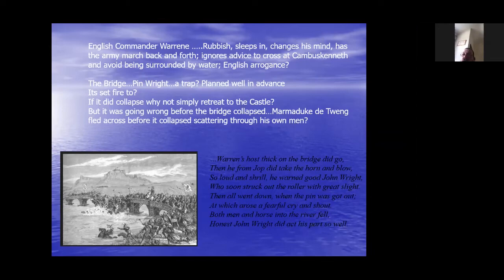We also remember the story of Sir Marmaduke de Twenge. He is the English keeper of the castle. Famously, in the battle at Stirling, he rides back across the bridge through his own men. Now, he survives Stirling Bridge and fights at Bannockburn, and actually personally surrenders to Bruce at Bannockburn. So the battle has already turned, and the English are already losing. So if the bridge does collapse, it collapses after the point at which the English are beginning to lose.